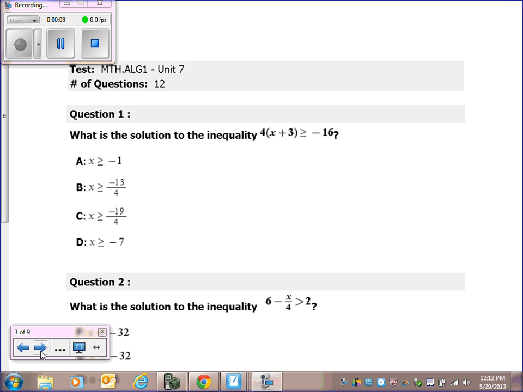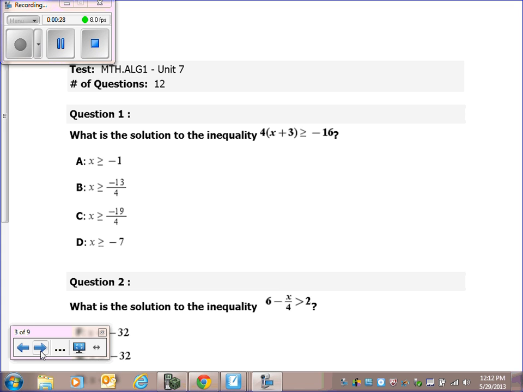I strongly suggest that as we go through these questions that you push pause on your player so that you have an opportunity to try the problems on your own first before you go ahead and look at my solution. So go ahead and look at question 1. Again, push pause, and when you're ready to hear back from me, unpause it.